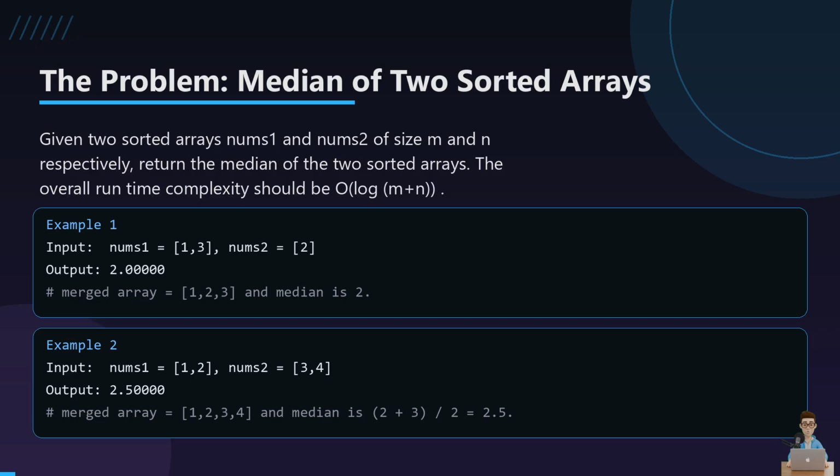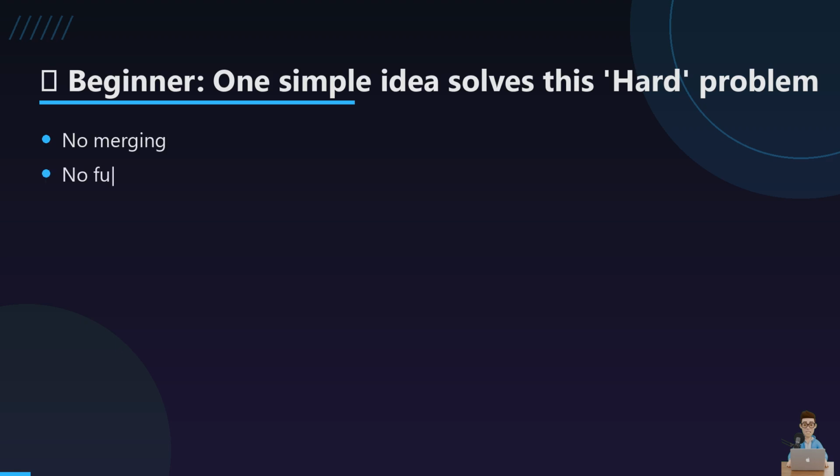You have two sorted lists of numbers, and the task is to find their combined median, the middle value if you merge them together in order. The catch is you need to do it fast, in logarithmic time rather than just merging and scanning the whole thing. Beginner level, high. If you've never seen this kind of problem before, don't worry, we'll go slow.